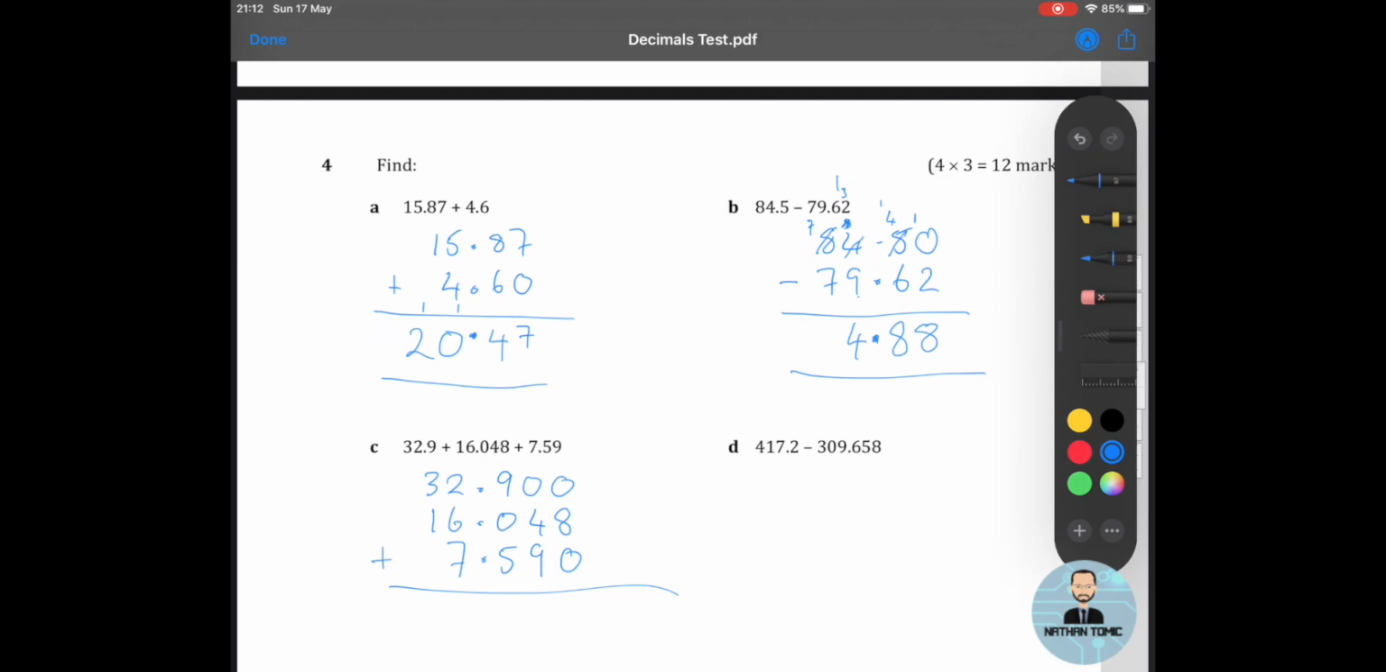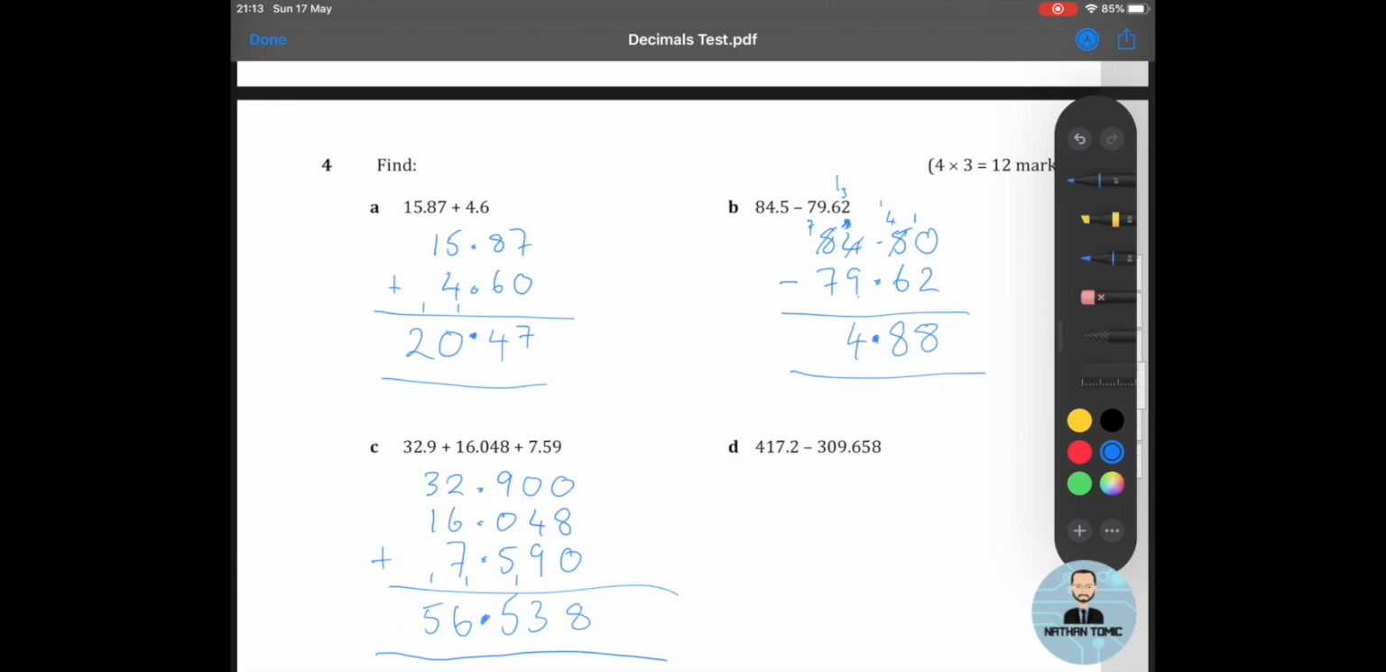It's just an addition equation from here. So 0, 8, and 0 is 8. 9 and 4 is 13. 9 and 5 is 14, plus the 1 is 15. Keeping our decimal point lined up here. 7, 6, and 12 is 15, plus the 1 is 16. And 3 and 1 is 4, plus the 1 is 5. So we should end up with 56.538. And the last one, of course, is just another subtraction.